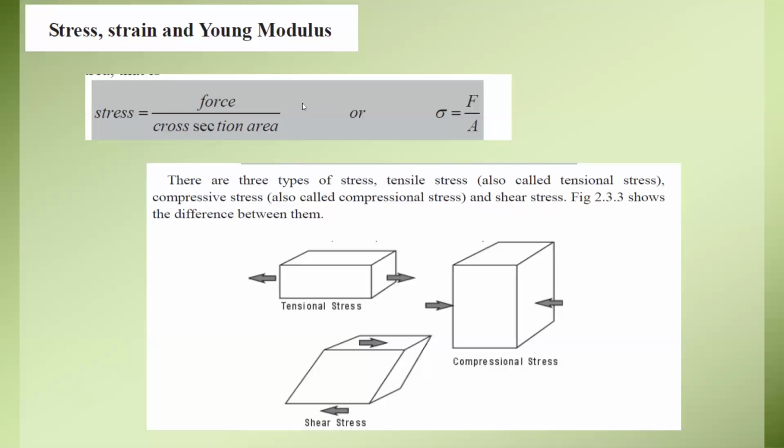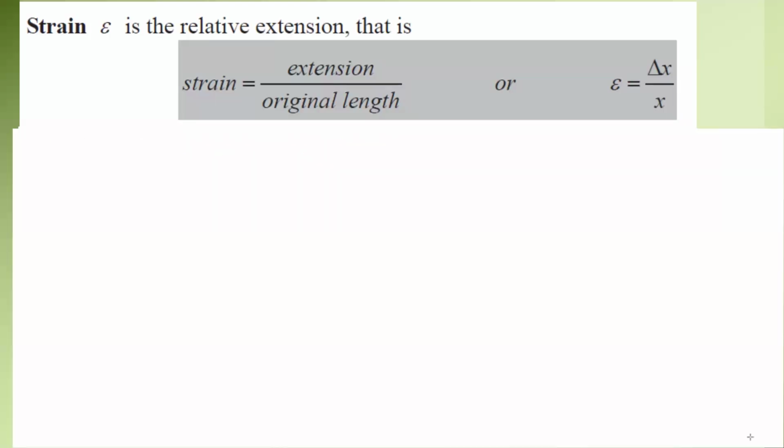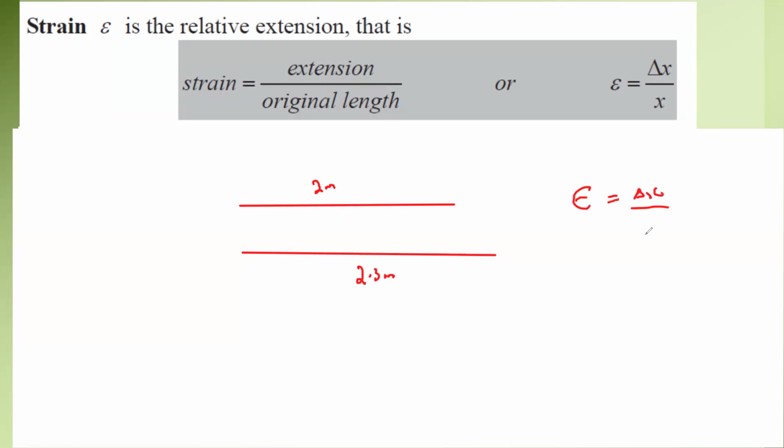Then we have strain. How do we define the term strain? Strain is the ratio, the comparison between the change in the length and the original length. How much the length has changed compared to the original length, we call that strain. For example, a wire which had a length of 2 meters is subjected to a force, and the wire has a new length of 2.3 meters.